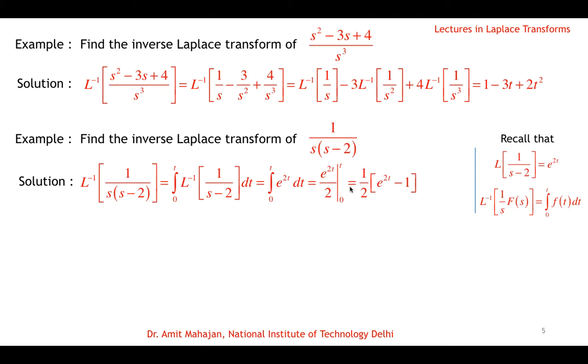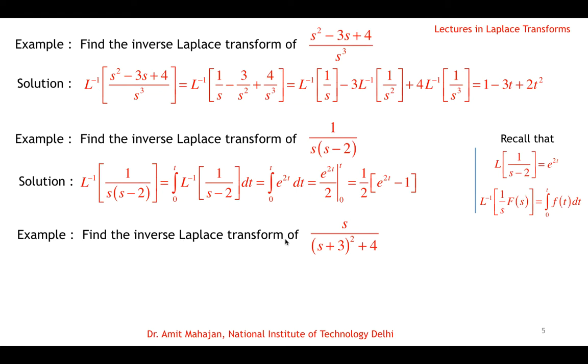One last example, say find the inverse Laplace transform of s over (s plus 3) square plus 4. If this 3 is not here, it is s over s square plus 4, which is cosine. The Laplace inverse of that function is known. So we can shift this, s plus 3, by using the first shift. If I apply the first shift here, then e raised to power minus 3t, and wherever s is, it becomes s minus 3. So if we add plus 3 and minus 3 in the numerator, then we can utilize the first shift here.